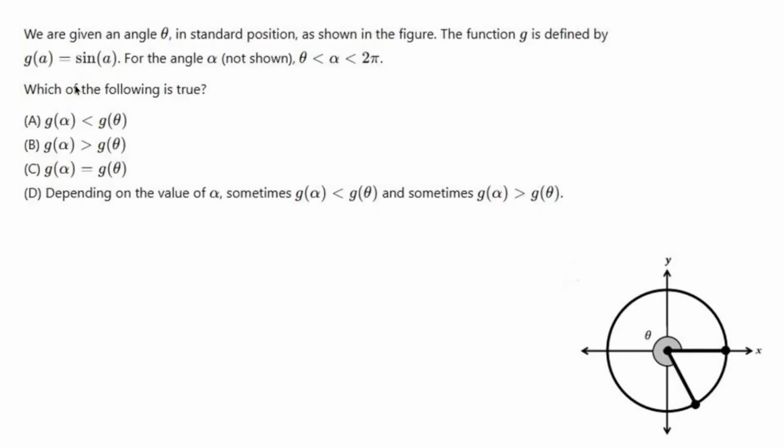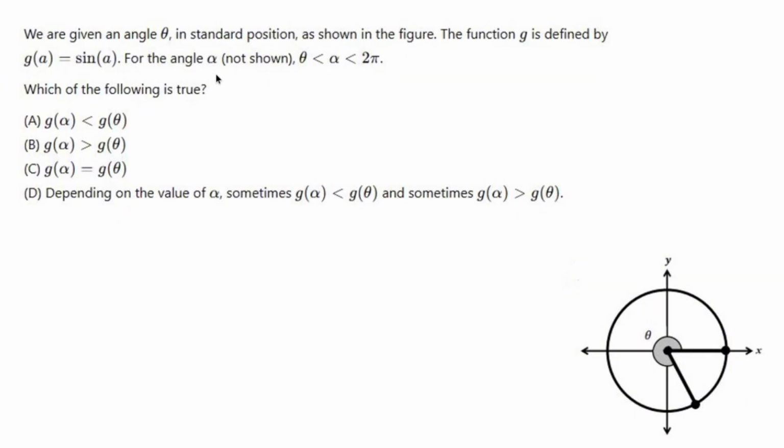This next problem: we are given an angle theta in standard position as shown in the figure below. So here's my figure. It's spun around, lives somewhere in the fourth quadrant. The function g is defined by g of a equals sine a. So we'll deal with that in a minute.